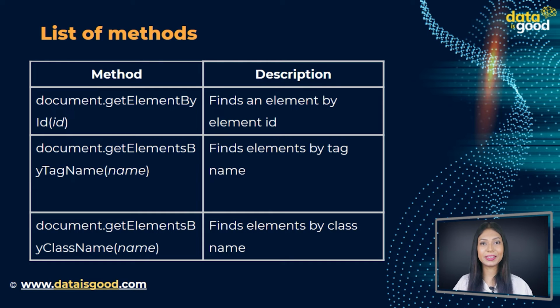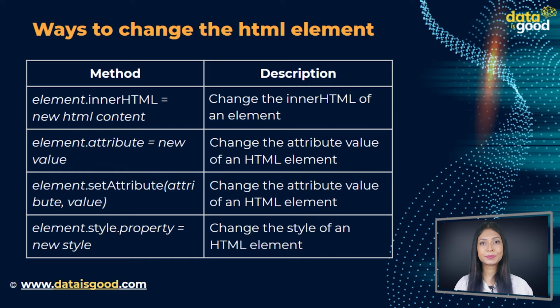Here it is on your screen. Method, description. element.innerHTML = new HTML content: change the inner HTML of an element. element.attribute = new value: change the attribute value of an HTML element. element.setAttribute(attribute, value): change the attribute value of an HTML element. element.style.property = new style: change the style of an HTML element.